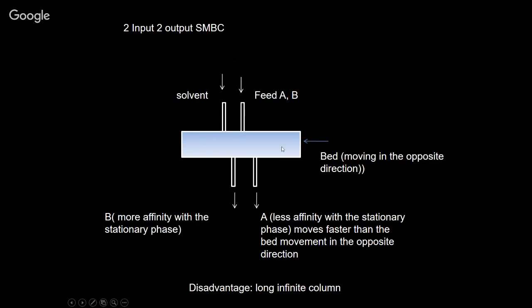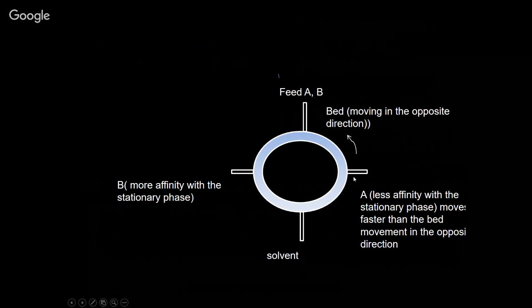The disadvantage is, if you have a linear column, that means you need an infinite column. No, you have to keep on introducing column packing at the side and removing it. So what they did was they considered a circular system like this. Okay, they considered a circular system, and so it is like a new column entering and an old column leaving.